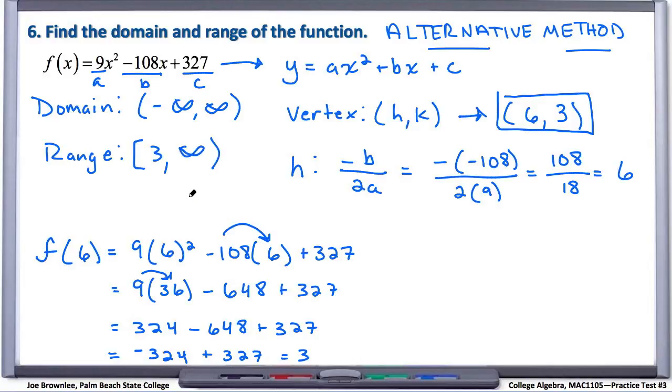So again, we end up with the same answer, just 2 different methods. It's a matter of preference, unless of course your professor says explicitly complete the square. Then you would certainly want to complete the square. Otherwise, if you're allowed to do either method, then use whichever method you prefer over the other. All right, there's number 6, 2 different ways.